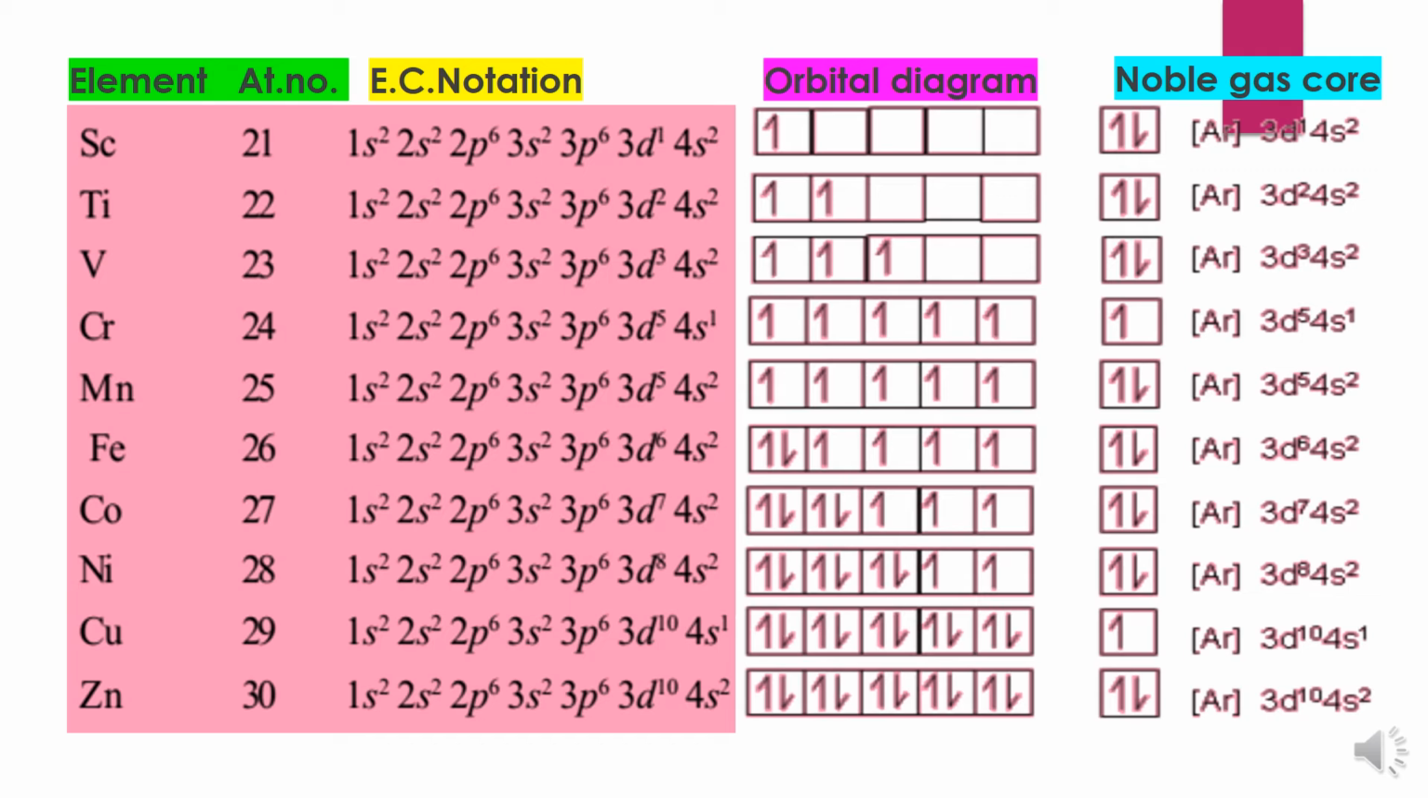And in terms of noble gas core, you can see that first you need to write the noble gas core argon and then write only the valence shell electrons. And you know that for these elements 21 to 30, the valence shell is 4s as well as 3d, because these are the outermost shells. So these valence electrons are to be written in this way after writing the noble gas core.